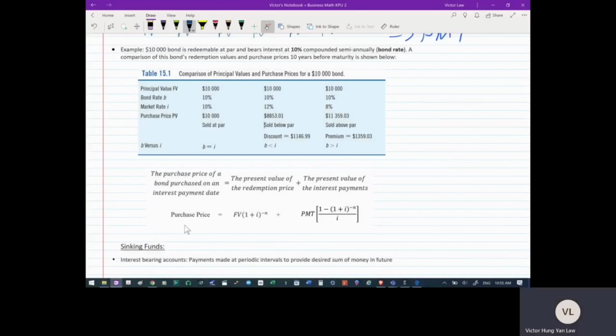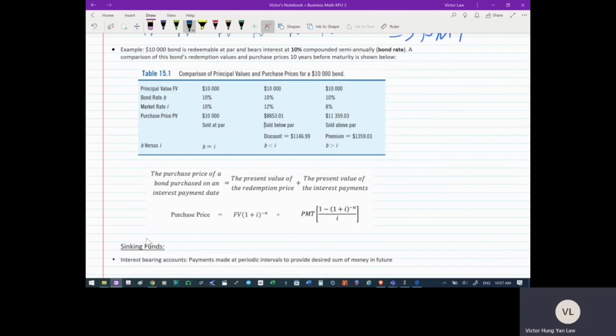From an algebraic perspective, to calculate the purchase price of the bond, there are two cash flows that we're receiving from the bond. The first cash flow is the present value of the redemption price. At the end of the contract, we're getting the principal value back, which is your FV, the face value, and we discount it back to the present value. The second cash flow that we're discounting is your interest payment, the periodic payment that we receive each period as interest.